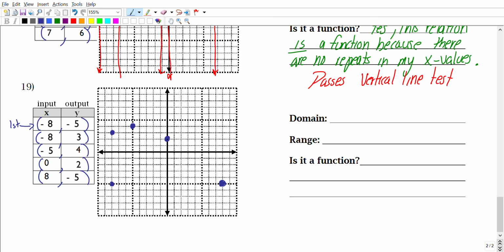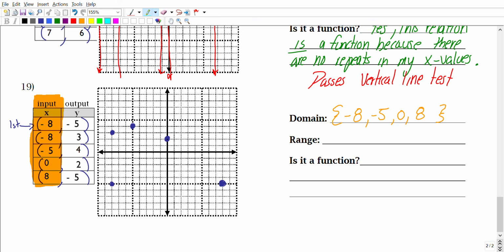Alright, so just like before, let's go ahead and establish what our domain and range values are. So remember, we talked about how all of the x values were our domain values. So in set notation, let's go from smallest to largest. The smallest one I see here is -8, and it actually repeats, so I'm only going to write it once. So -8, next one is -5, next one is 0, and finally 8. Okay, so -8, -5, 0, and 8. And remember to always put domain and range in set notation.